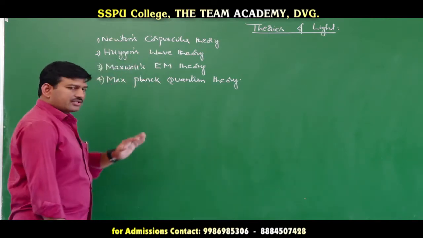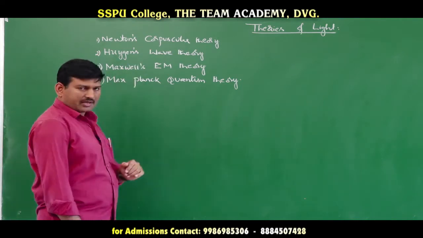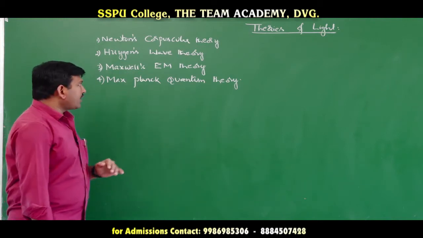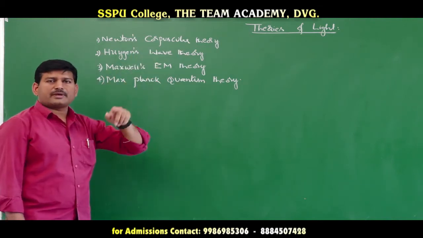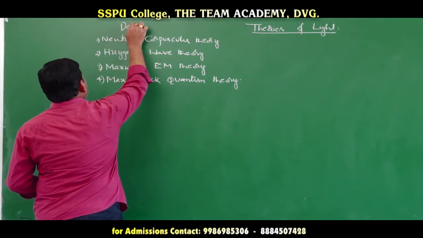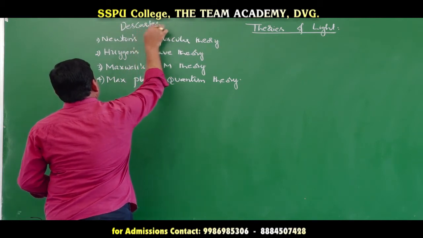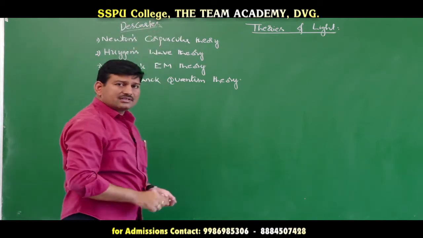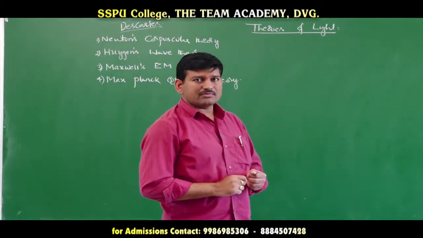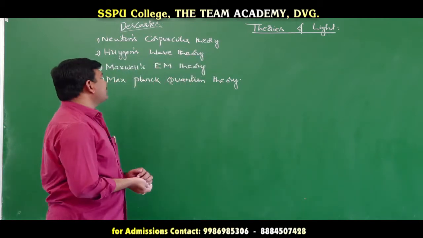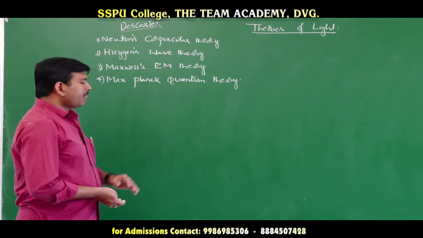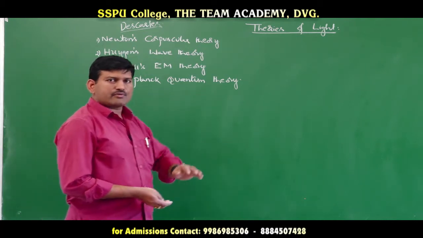Now, coming to the first theory of light, that is Newton's corpuscular theory. First we will understand the hypothesis of Newton's corpuscular theory. Actually, the corpuscular theory was put forward by a scientist named Descartes. Descartes is the person who introduced the corpuscular theory. So the concept of corpuscles was introduced by whom? Descartes. But later the theory was developed by Newton, and because of Newton's superiority in those days, the name Newton's corpuscular theory came into existence.